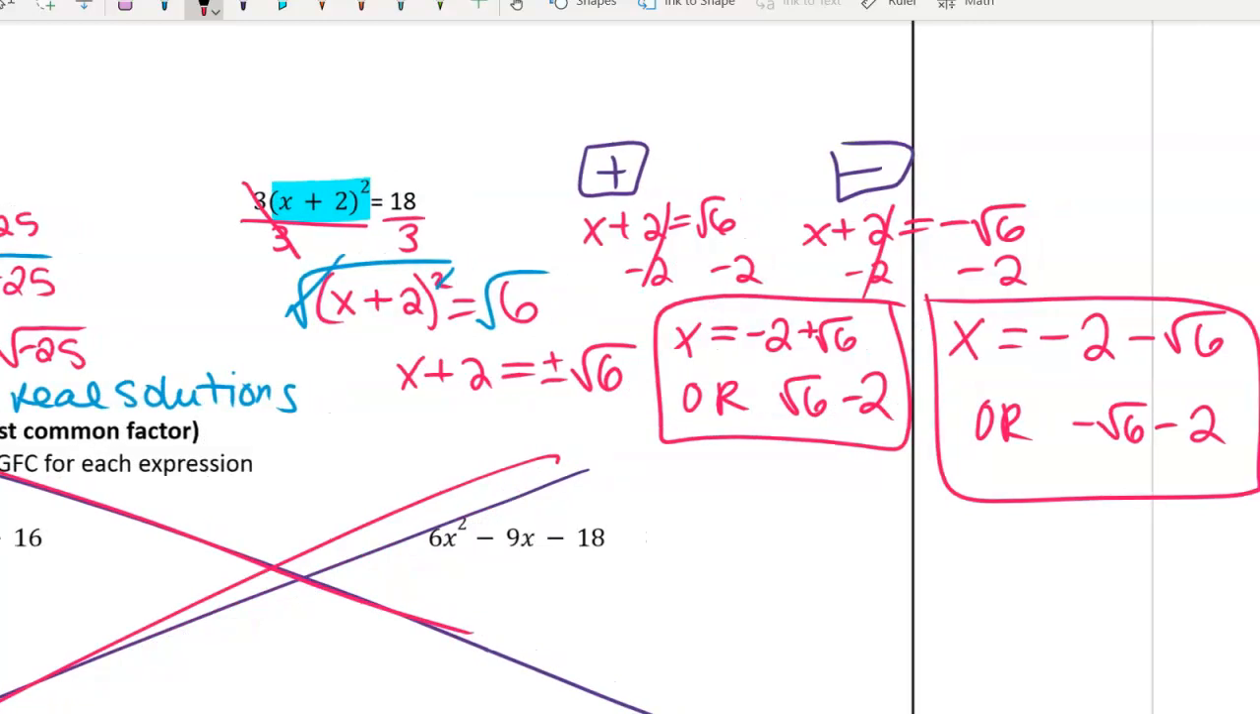Do we have any questions there? Okay. The only reason we didn't break down 6 is because there are no perfect squares that go into 6. You can't square anything to get 2, and you can't square anything to get 3. 2 times 3 is 6, but you can't square root those numbers and get a perfect square. So that's why we just left it at 6. It's already simplified, can't go any smaller.